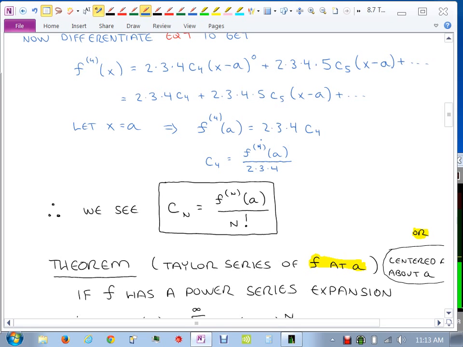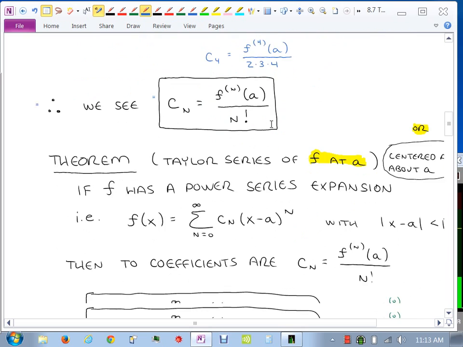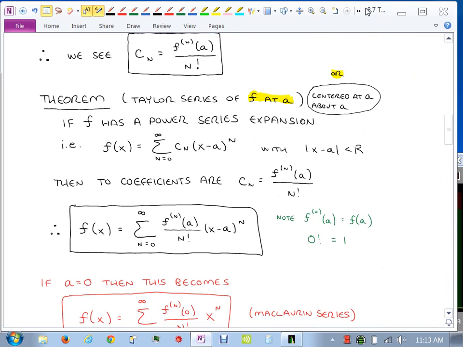So here's the theorem that we have. We have what's called the Taylor series of a function f at a. We also say sometimes it's a Taylor series centered at a, or the Taylor series about a. Those are all the same if you hear someone say that or you see a book refer to it. Here's what the theorem says. If f has a power series expansion, in other words, if you can define a function as an infinite series with some radius of convergence, then the coefficients will always be this.